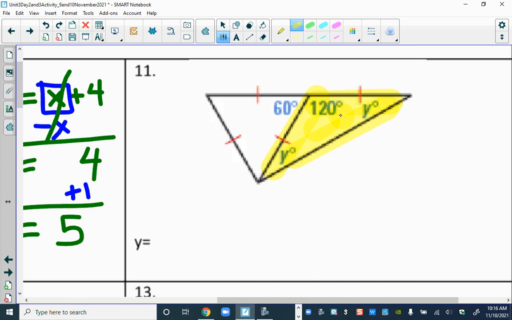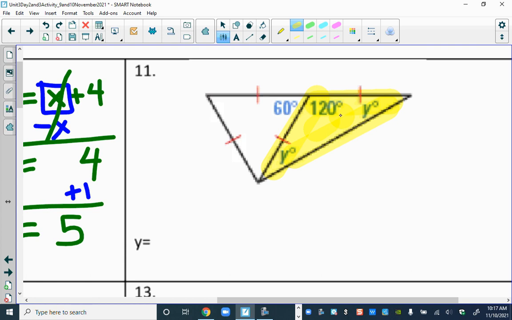Now, on your test, it's only going to be one triangle. You're not going to have to deal with a two triangle bit or variable here, variable there. You're not going to have that. I will make sure it's just one triangle, maybe at most two variables. But that's all we're going to be dealing with.